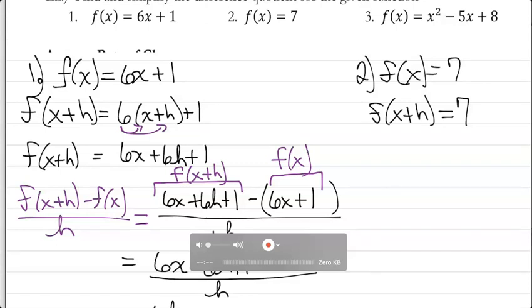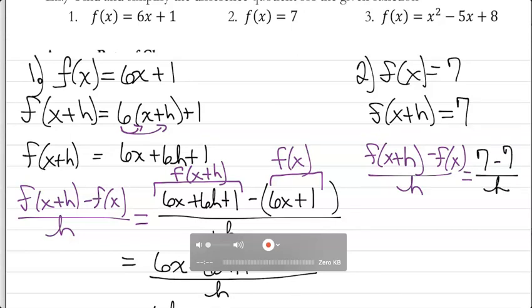Now when I go to plug things in, the f of x plus h is 7. The f of x is 7, so I have 7 minus 7 over h. That's giving me 0 over h. And when I take 0 and divide it by anything, automatically I'm getting a 0. Number 2 is actually an equation for a horizontal line, and a horizontal line has a slope of 0.